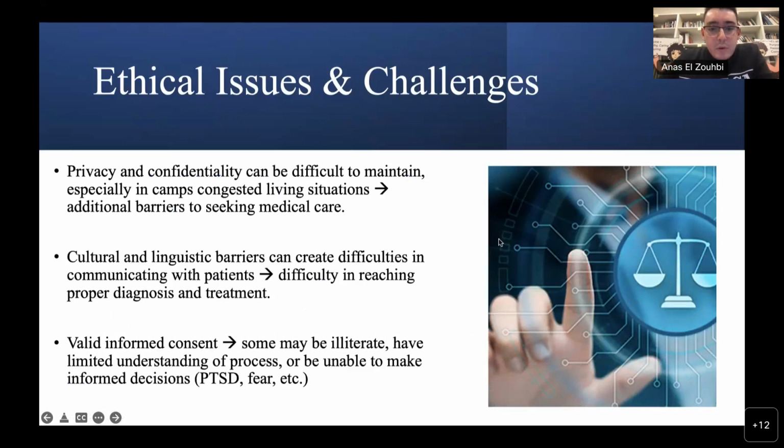So as a lot of us already know, many refugees are living in camps. They live in congested areas. They seek urban places. So privacy and confidentiality can be difficult to maintain. This can pose a serious issue. Some of them may be reluctant to seek healthcare because of issues of privacy, and because of not being able to maintain the confidentiality that is required.